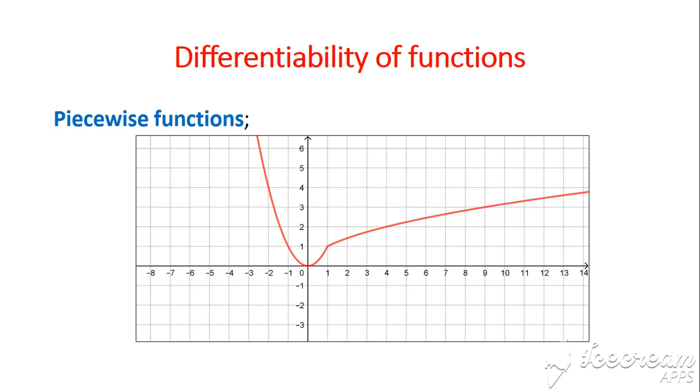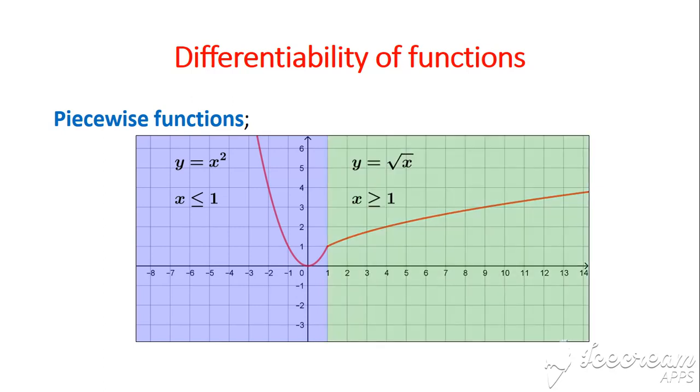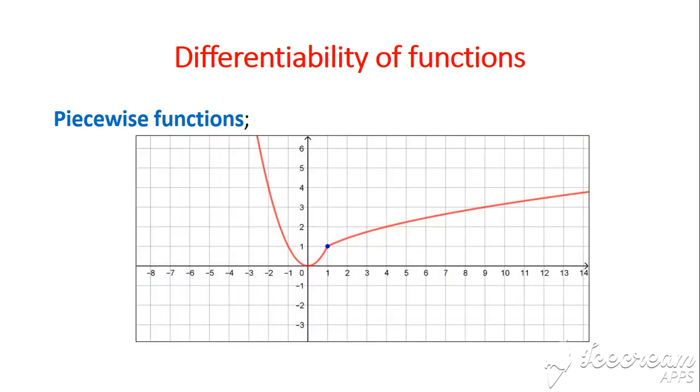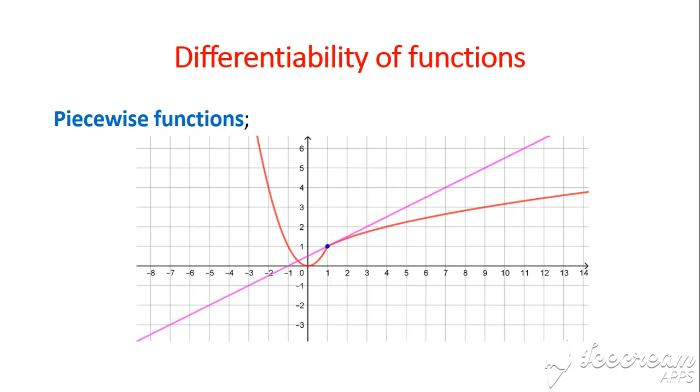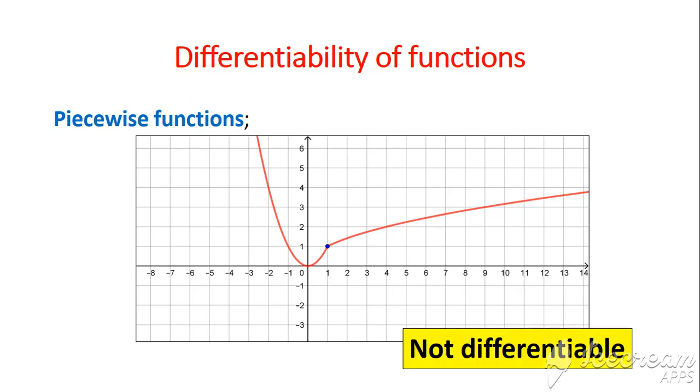The first being that it could be a piecewise function. The function on the left of positive 1 is a x squared function, a parabola, and the function on the right of 1 is a square root function. And this is the point where the two meet. Now, the parabola function would have this gradient when x is 1, and the square root would have this gradient when x is 1. So we're changing from this gradient to this gradient at the same time, and that's not possible. So we say when x is 1, it is not differentiable.